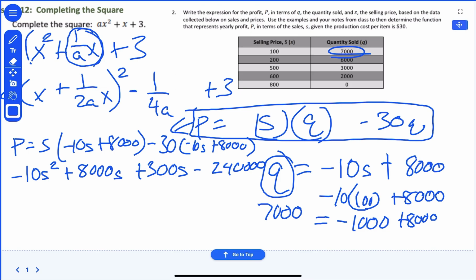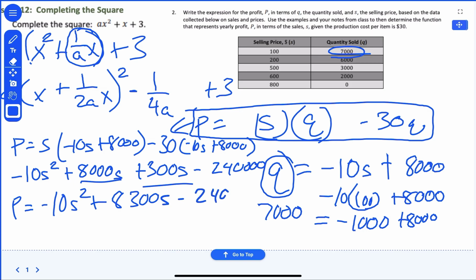Okay? Now then, that would be our answer, correct? That would give us, oh no, we want to add, we got common terms here, right? Yeah, we got S's, don't we? Okay. So that would be P is equal to negative 10S squared plus 8,300S minus 240,000.